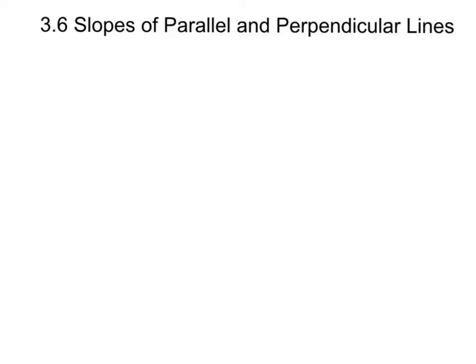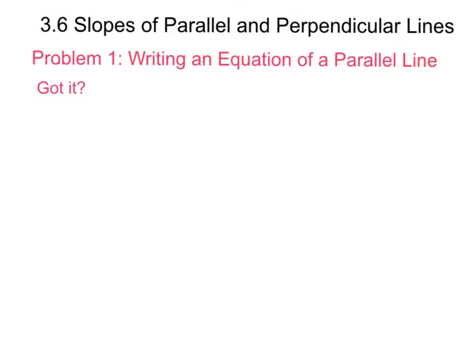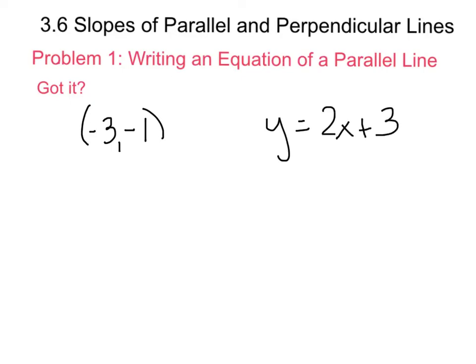So I want you to look at problem 1 and the got it at the top of page 213. In the got it problem, it says that we have a line that passes through the point -3, -1, and is parallel to another line, which is y equals 2x plus 3. So we have two lines. Line 1 passes through the point -3, -1, and the second line already has an equation. We know that these lines are parallel, and we need to find an equation that represents the line in slope-intercept form. So you have to write an equation for this.